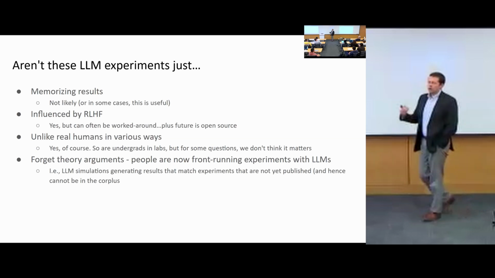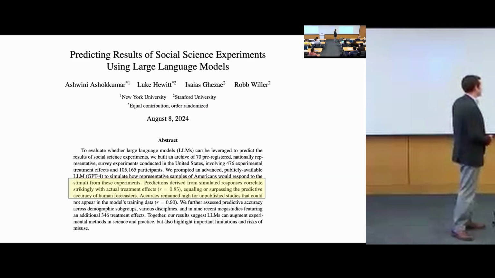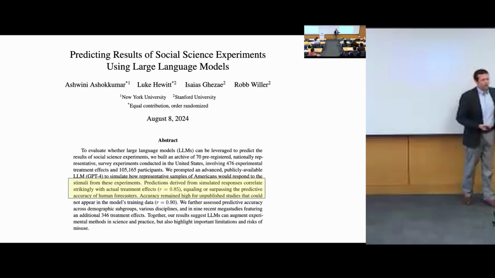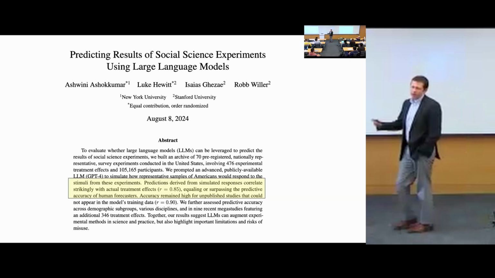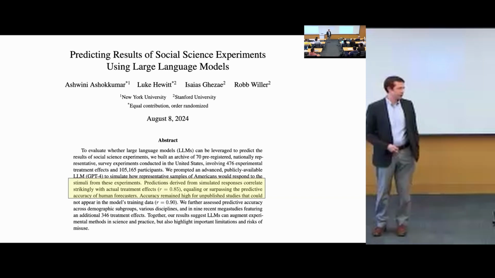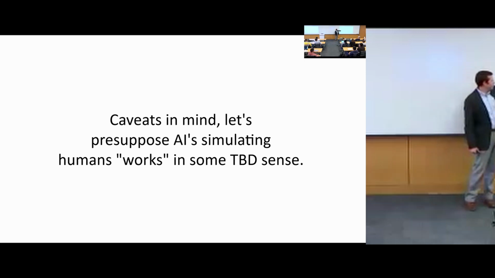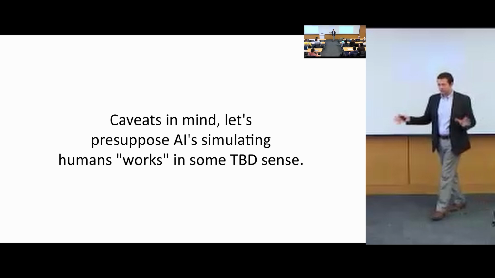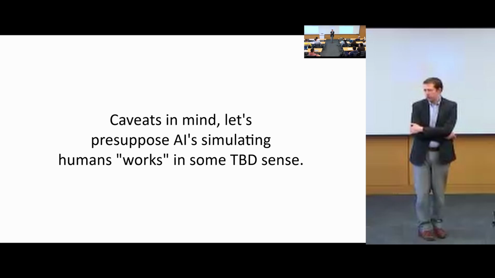I think finally, forget these theory arguments. There are papers where people are running experiments with LLMs where the results of that experiment aren't in the training corpus, provably not in the training corpus, and people are essentially front-running lab studies. Not always, there are cases where this doesn't work, but there seem to be certain domains where you can essentially predict things that real humans will do using this kind of method. Okay, that was quite a detour, but let's presuppose that this idea works in some sense: it matches what real humans do, maybe with some probability, or at least in some domains.